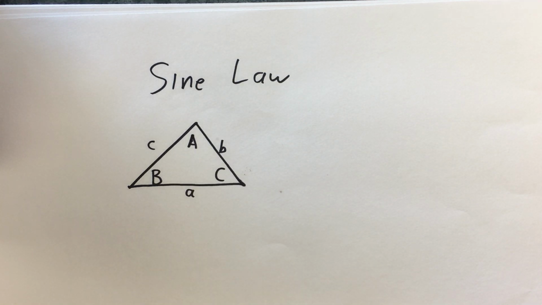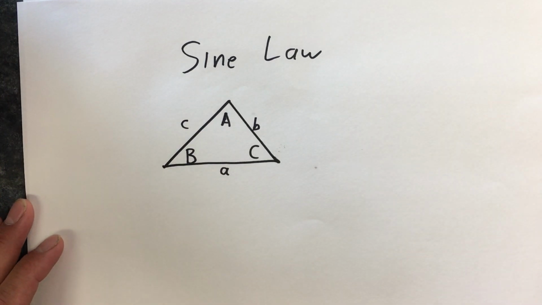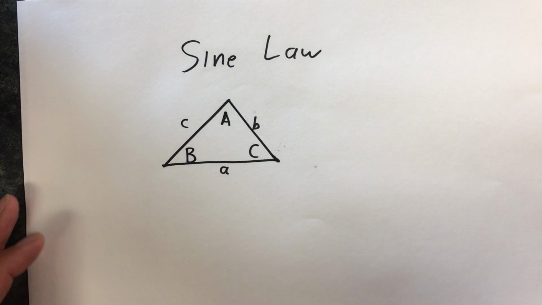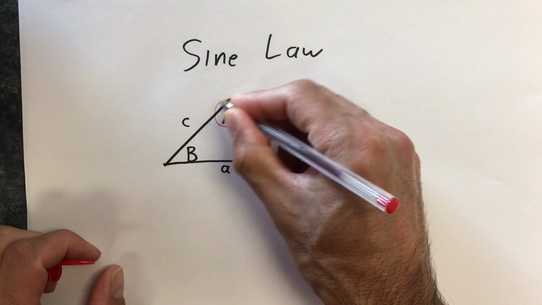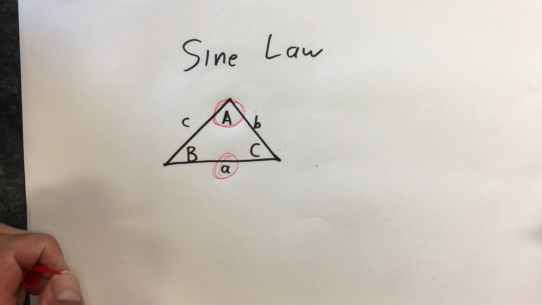I'm going to do a couple simple examples using the sine law. The sine law works when you know an angle and the side length across from it. It doesn't work otherwise because you have too many unknowns. But as long as you know one of the angles and you know the side length across from it, you can use the sine law.